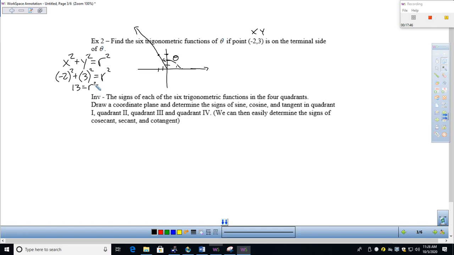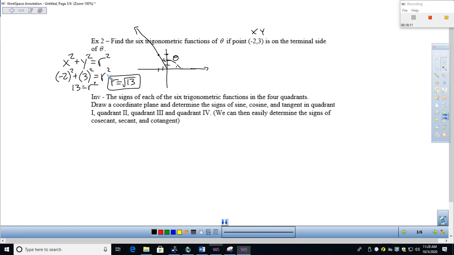Now remember, I've always taught you that when you undo a square in an equation, you're supposed to take the positive or the negative. Well, actually, you're supposed to take both, the positive and the negative. In this case, you're only supposed to take one. So just want to highlight one thing: r is always positive. Without blinking an eye, everybody, r is always positive there. So r is root 13.